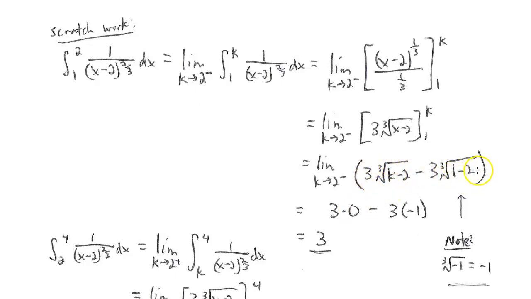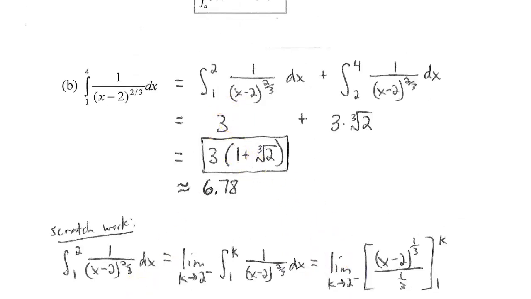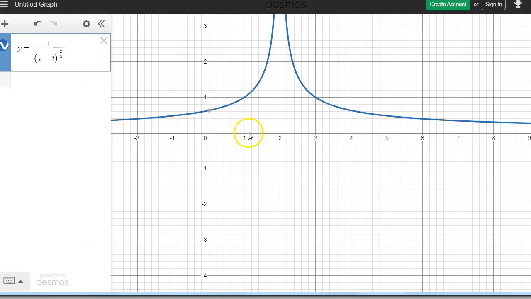Now what about this? 1 minus 2, you might think, oh, that's going to be imaginary. Well, if you have the square root of negative 1, it's imaginary. But we have the cube root of negative 1. And the cube root of negative 1 is negative 1, right? Negative 1 times negative 1 times negative 1 is negative 1. So this is the cube root of negative 1, which is negative 1. So notice we have 3 times 0 minus 3 times negative 1. So it'd be 0 minus a negative 3. That's positive 3. So this is 3. So what that really tells us, according to the picture, is that the integral from 1 to 2 here, this area here, to the left of this vertical asymptote.